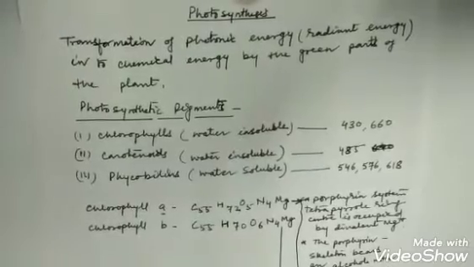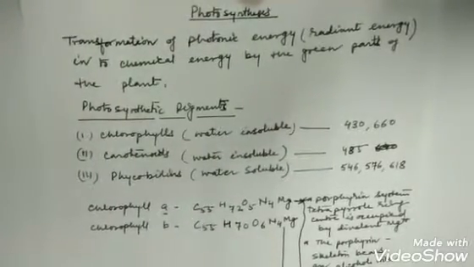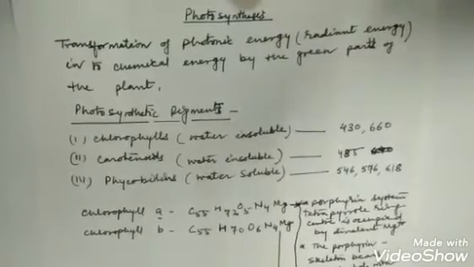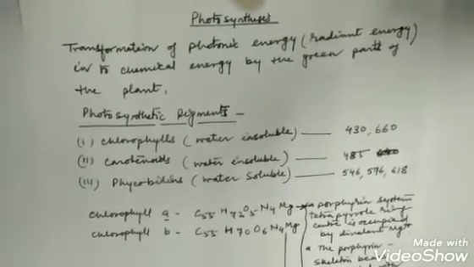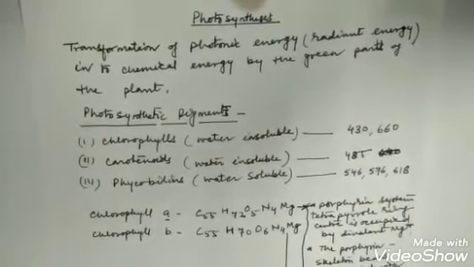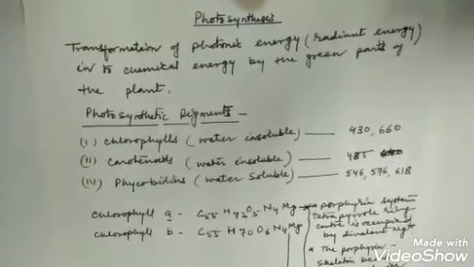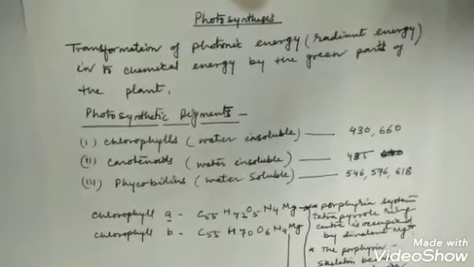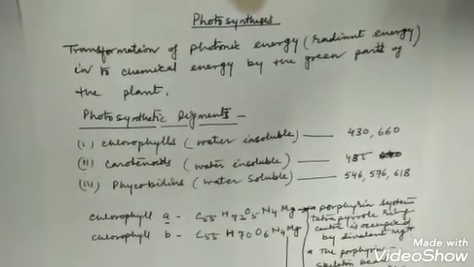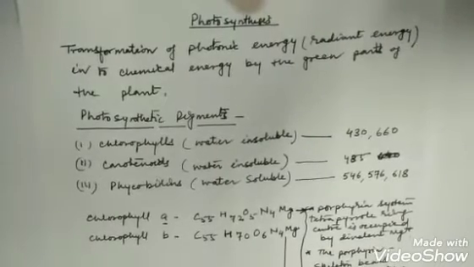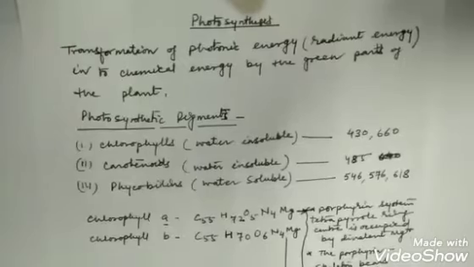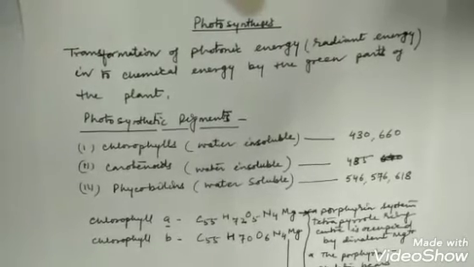Photosynthesis is defined as the formation of organic food, that is in the form of carbohydrate, by green plants in presence of light with the help of carbon dioxide and water molecule with the release of oxygen. But scientifically this definition is changed, and it is the transformation of photonic energy, that is the radiant energy, into chemical energy by green parts of the plant. The question is: who is responsible for the absorption of this light energy in green plants?